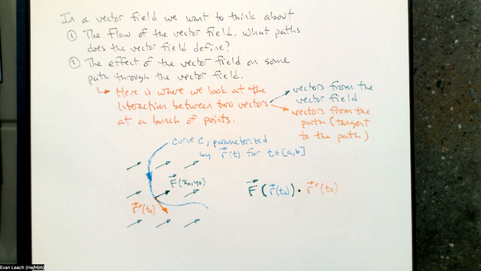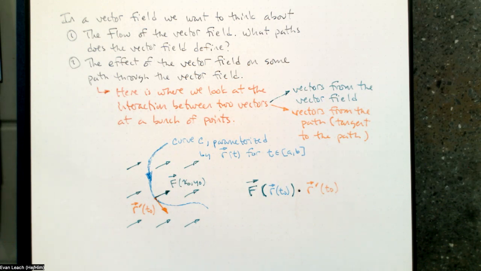How much of the vector field is going in the direction of the curve? Is this vector field pushing with the curve or pushing against the curve? I realized I used blue for the path and green for the vector field, and I want to plug the parameterization into the vector field, so now I got the blue and green together. Probably have to switch one of those up.